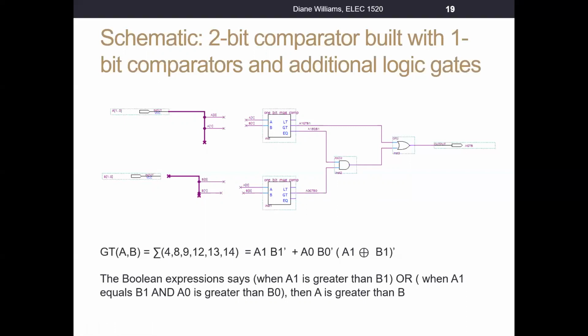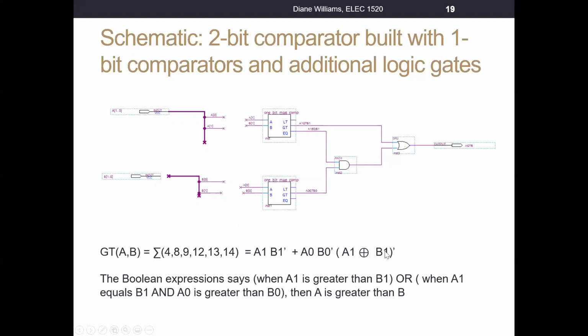Right. And so here's our expression. Right. So we can see coming out of here, here's our A1 greater than B1. This is A1 and with B1 not. Here's that result. That flows into an OR gate, flows into this OR gate here. And then it gets ORed with the expression of A0 and with B0 not. Well, we said this is the same thing as saying A0 greater than B0. So here's A0 greater than B0.